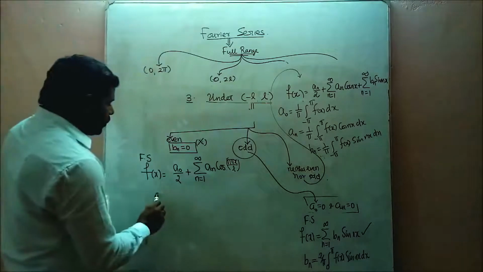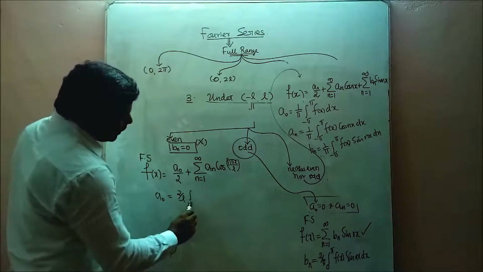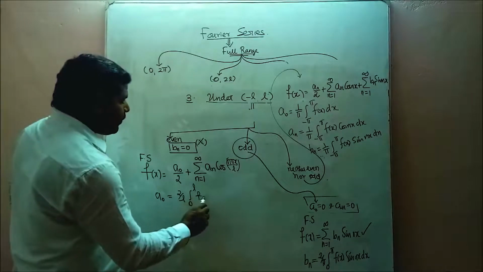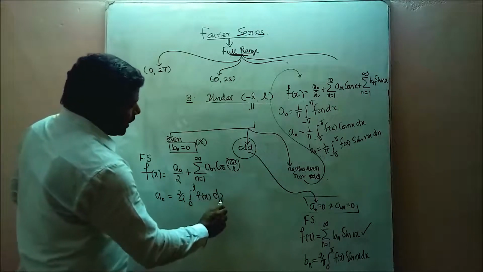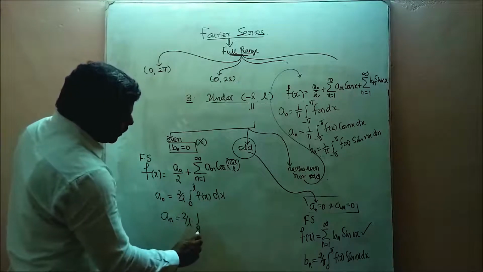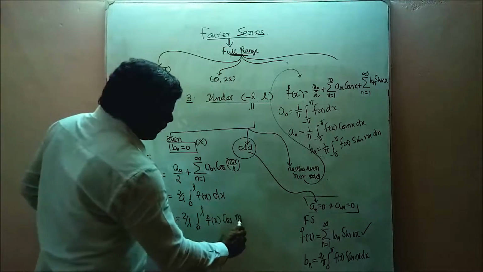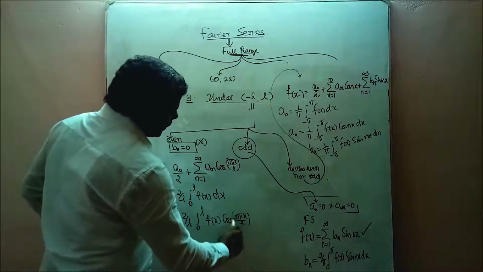a0 is equal to 2 by L integral 0 to L f of x dx. So an is equal to 2 by L integral 0 to L f of x into cos n pi x by L dx.